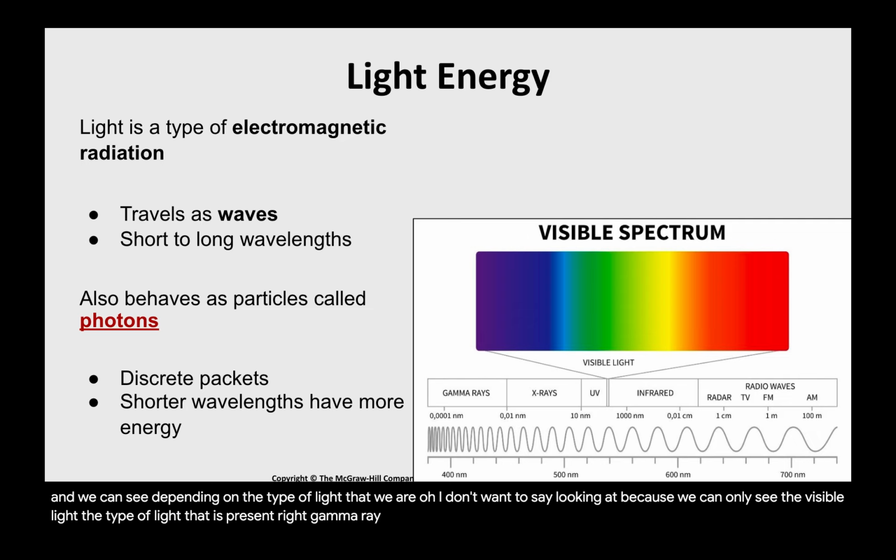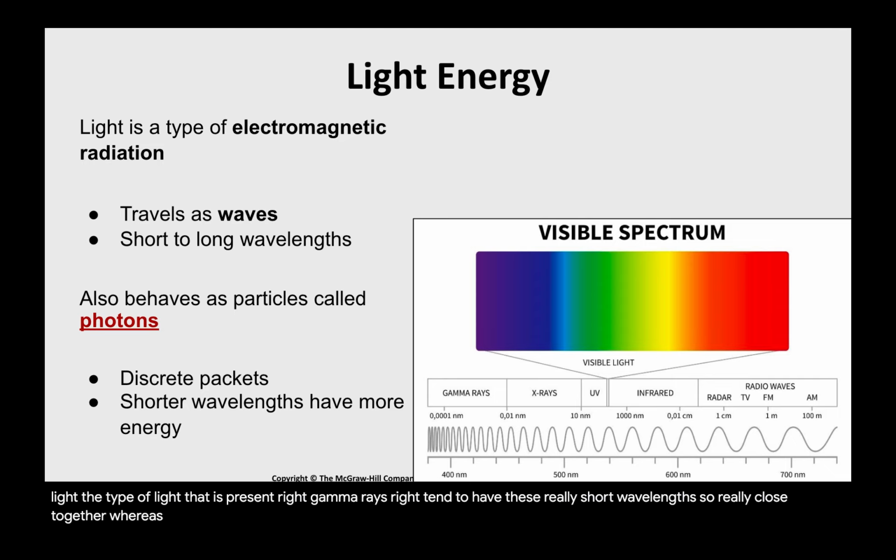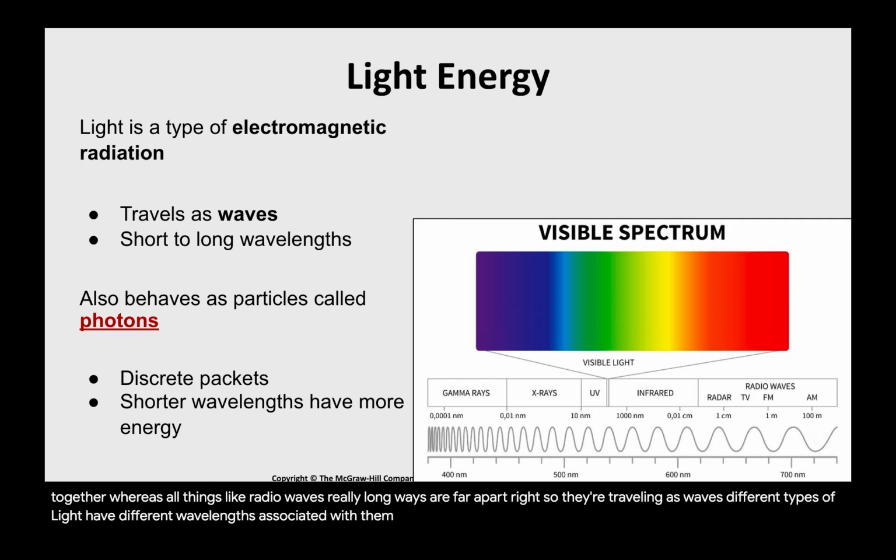Gamma rays tend to have really short wavelengths. They're really close together, whereas things like radio waves tend to have really long wavelengths. The wavelengths are far apart. So they're traveling as waves. Different types of light have different wavelengths associated with them.